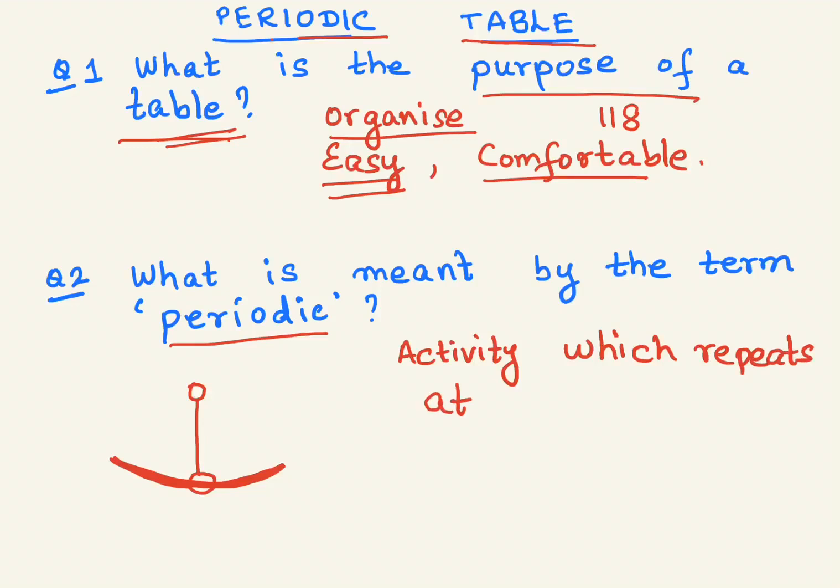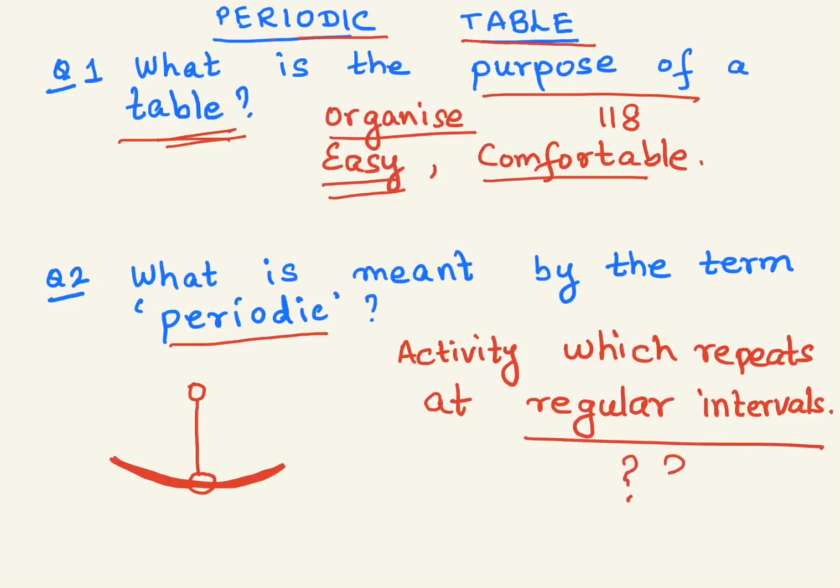Now, why do we call it the periodic table? Because when you observe the periodic table, and when we study the properties also, you will see that the same property gets repeated at regular intervals. Now, what are those regular intervals and how do we define them? Let's go ahead with it.